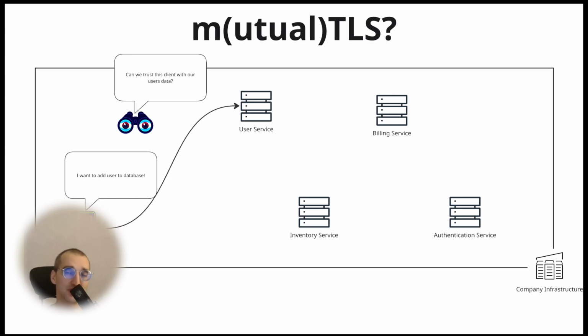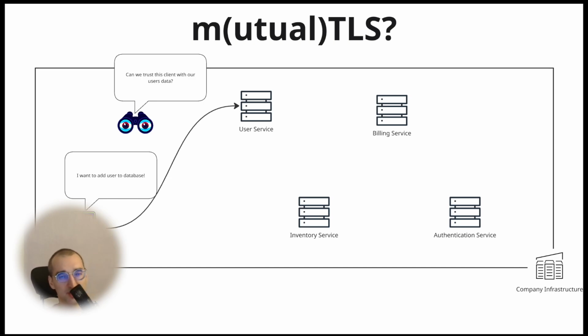Basically, in the first scenario when TLS is used, it's a browser trying to connect to a website, right? So there are a lot of users out there, and they connect to a lot of websites, and TLS is quite good for that. And in this case, what's happening is that an application or a client or a microservice wants to, for example, modify a user inside a database, or wants to add a user, right? And the question here is, can we trust this client with our users' data?